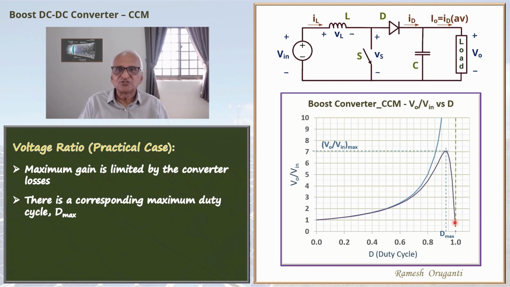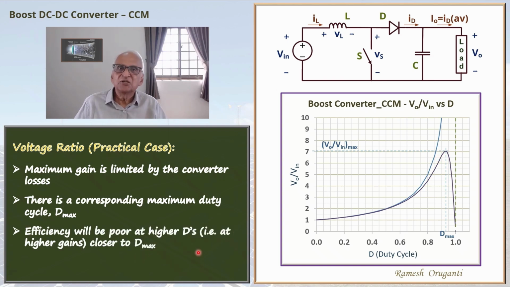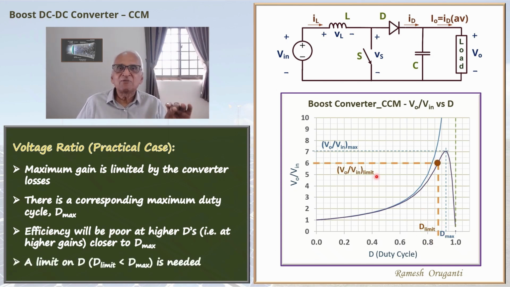So your control system will be very confused. At high Ds, when you go towards D max, you will find that losses in the converter will be higher and the efficiency of the boost converter will become poorer. Typically, in a boost converter, you have to place a limit on the maximum duty cycle, and the maximum gain that you can get is limited.